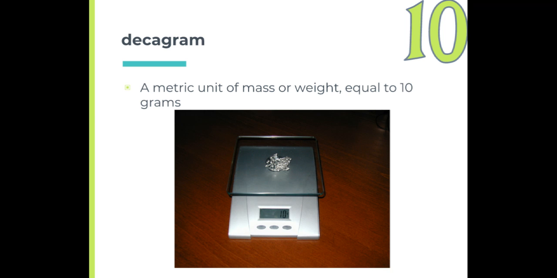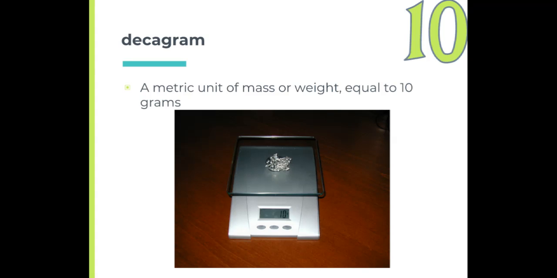So your next 3 words are all units of measurement: decagram, decimeter, and decaliter. So a decagram is a metric unit of mass or weight equal to 10 grams. So on your homework, you're going to see in the left column the words decagram, decimeter, and decaliter. And then in the right column, you see the words capacity, mass or weight, and length. So as you go through the video, you're going to draw a line from your spelling word on the left, decagram, decimeter, decaliter, and what it measures on the right. So you're just kind of matching the unit and what it measures.